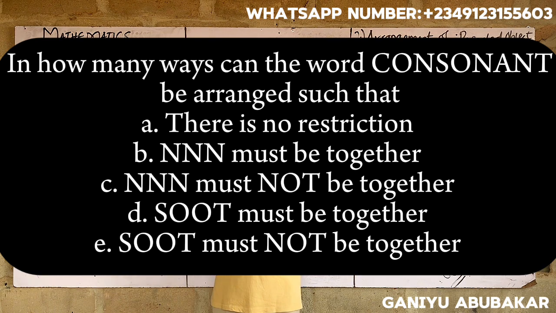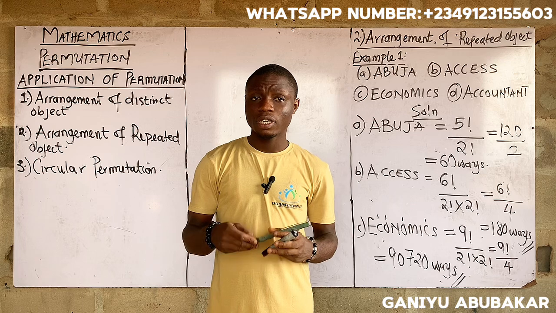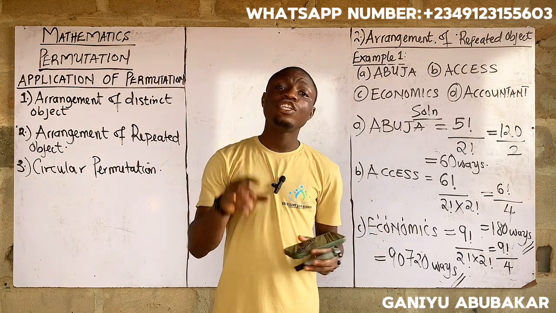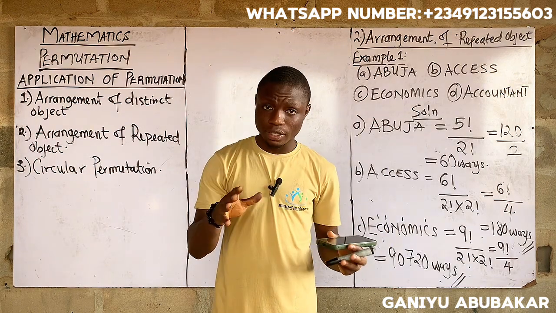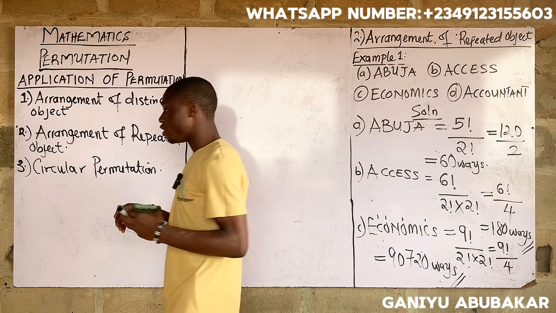The example says: in how many ways can the word CONSONANT be arranged such that A, there is no restriction; B, the N's must be together; C, the N's must not be together; D, the O's must be together; E, the O's must not be together. How do you solve this? It's quite an easy task. The major word there is consonant.